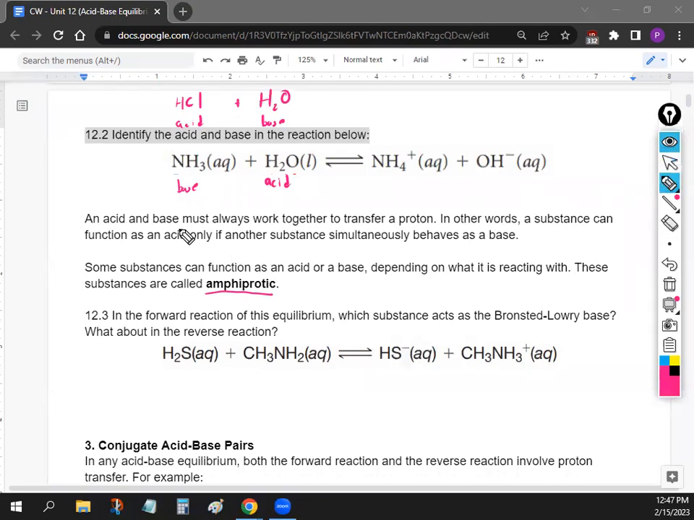Anyway, one thing that I do want to point out is that an acid and a base must always work together to transfer a proton. Basically, that means that something can only be an acid if it is reacting with something that can act as a base. If it's just sitting there by itself, it's technically not an acid or a base. It's only an acid or base when it reacts with something. Basically, acidity and basicity is relative.